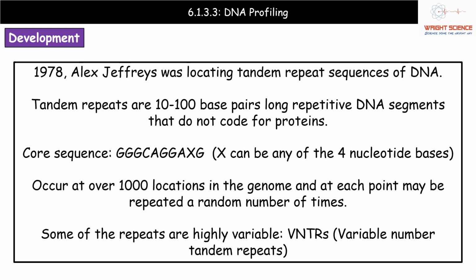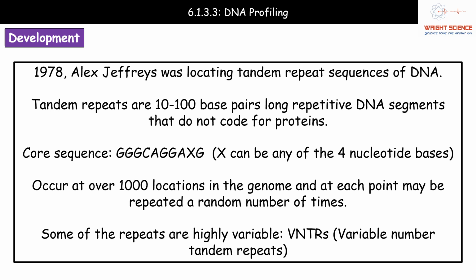Let's go back a little bit in time first of all to the actual development of this process of DNA fingerprinting. So in 1978, there was a scientist in Britain called Alec Jeffreys, and he was working on locating tandem repeat sequences of DNA. Now, these tandem repeats are little 10 to 100 base pair long repetitive DNA segments, but they don't code for proteins. So what they have is this core sequence, which I've shown you there.